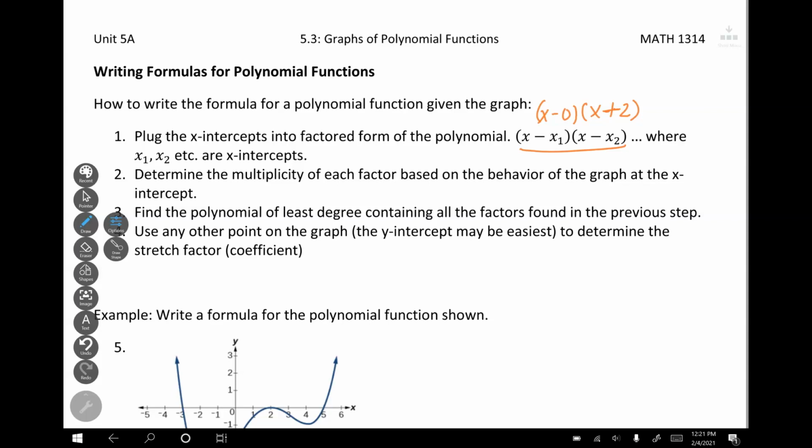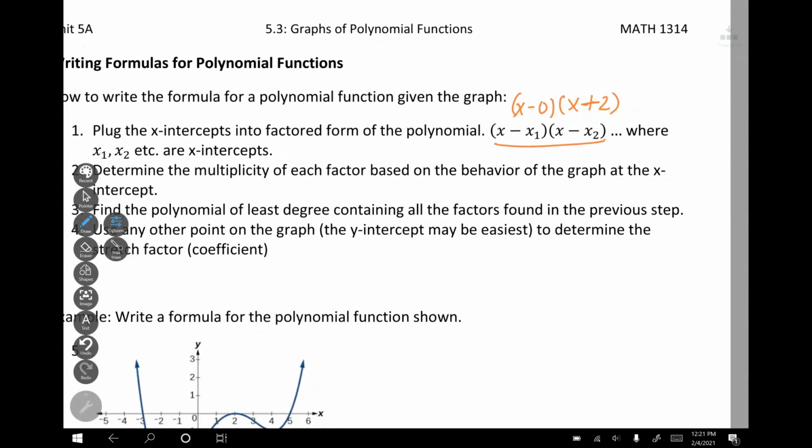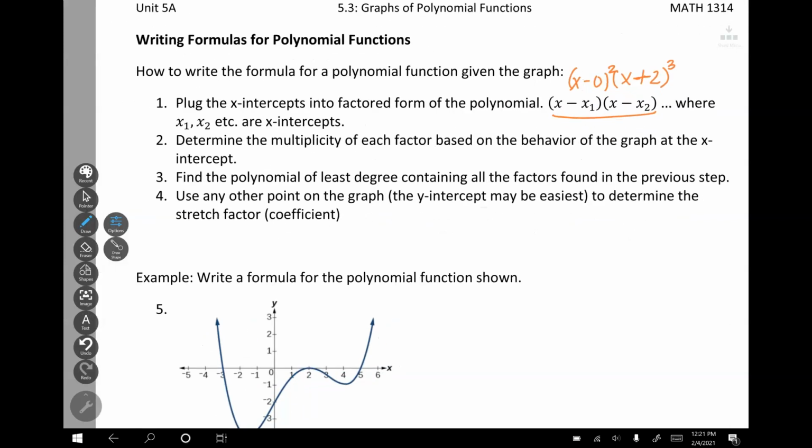And then you want to determine the multiplicity of each factor based on the behavior of the graph, like we talked about in part 1. Based on the behavior of the graph at the x-intercept, whether it bounces, goes straight through, or curves through, that'll tell you what your exponent should be. So let's say it bounces off at 0, then I would want to put at least a 2 there, 2, 4, 6, something even. Let's say it goes through, but it has a bend at negative 2, so that would tell me that it should be something like 3.